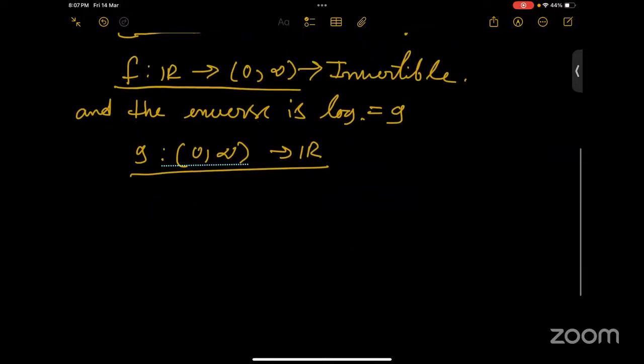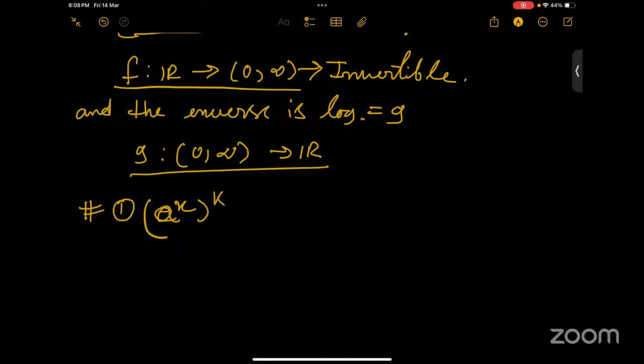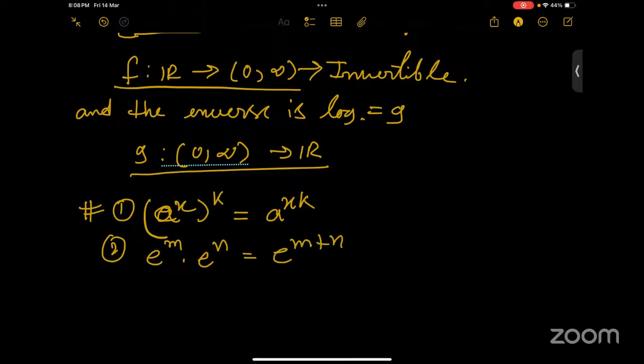Okay. So we can revise some formulas. The first formula is a to the power x, whole to the power k. We can write it as a to the power xk, right? Then a to the power m into a to the power n is equal to a to the power m plus n, right?